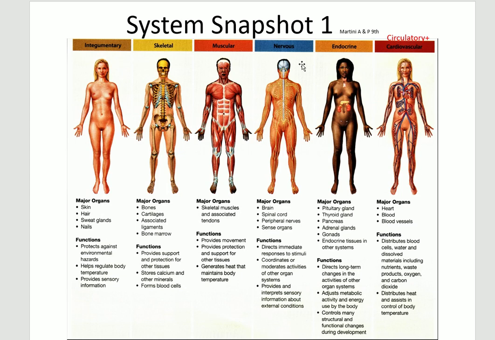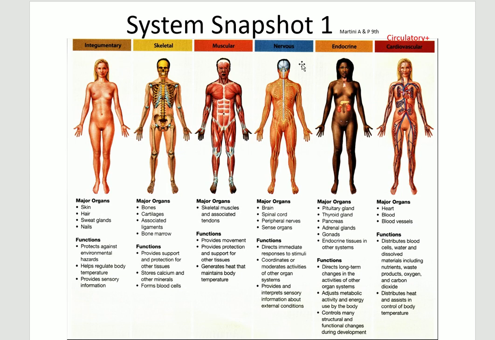Muscular system, so skeletal muscles and associated tendons. They provide movement, protection, support. They generate heat that maintains core body temperatures. And then our nervous system. So the nervous system is going to be the brain, the spinal cord, different peripheral nerves, sense organs. So those are immediate responses to stimuli, movement. They interpret the information around us, send information to other parts of us. We'll learn about that very, very in depth towards the end of the semester.